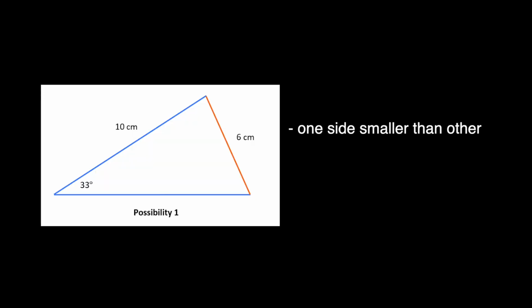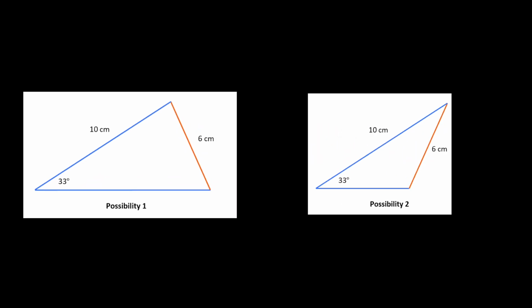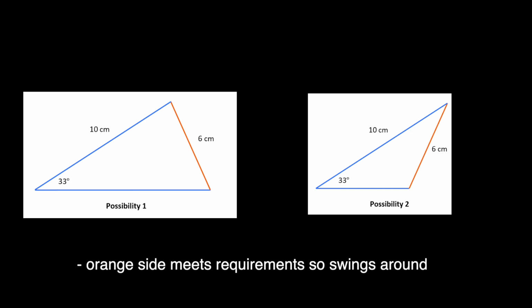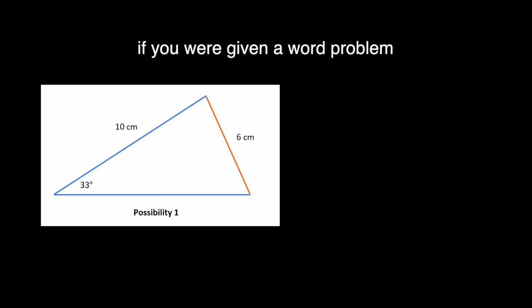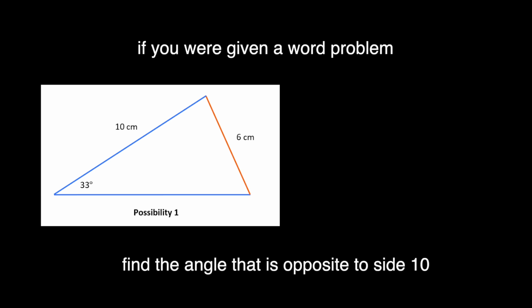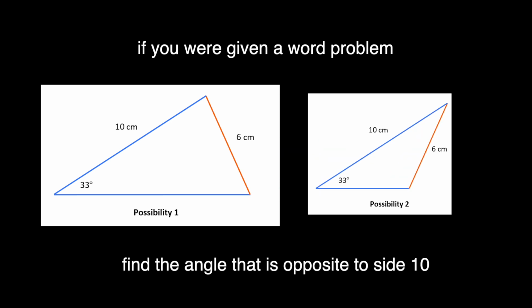But we're not done. You see, sine law can actually have 2 solutions if one side length is smaller than the other side length and is also larger than the height. In this case, the side length in the question can swing around and form another triangle. You can see the orange side swing around to form an obtuse triangle. If you were given a word problem that said a triangle had sides 10 and 6 and had an angle 33 and were told to find the opposite angle to side 10, then you would have to write both angles.